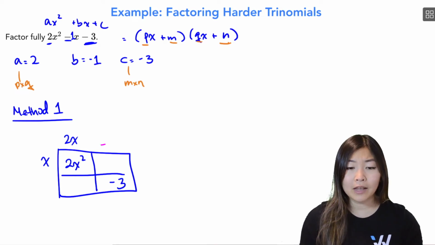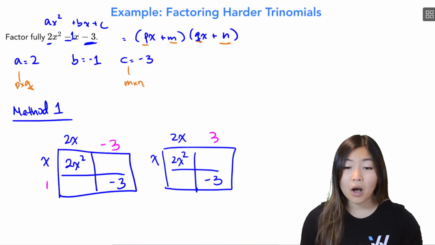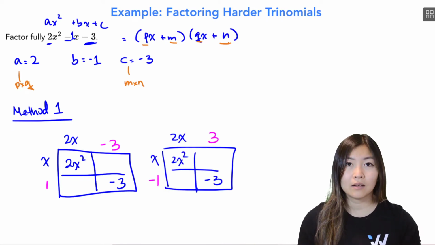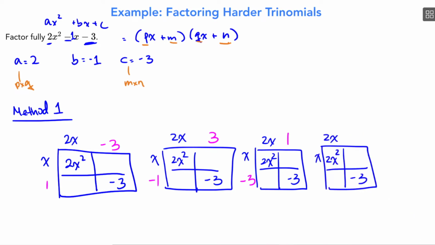Now let's think of different numbers that multiply to the negative 3. Well, I could have a negative 3, positive 1. I can have a positive 3, negative 1. I can have a 1, negative 3. Or I can have a negative 1, positive 3. So there's 4 different scenarios here, and sometimes there's going to be more. This is why factoring these harder trinomials becomes a little bit more complicated, because there's so many different possibilities. But that's okay, let's try through each one.